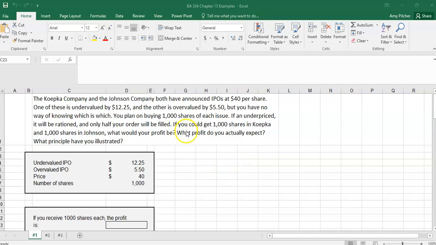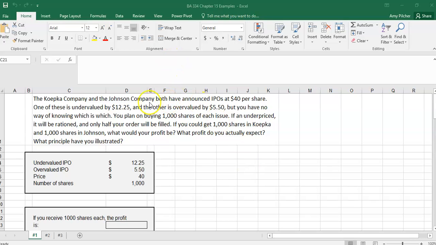Business Finance Chapter 15 examples. In Chapter 15, we talk about companies selling shares of stock and the cost of putting shares out on the market for the first time and then also for the second time.